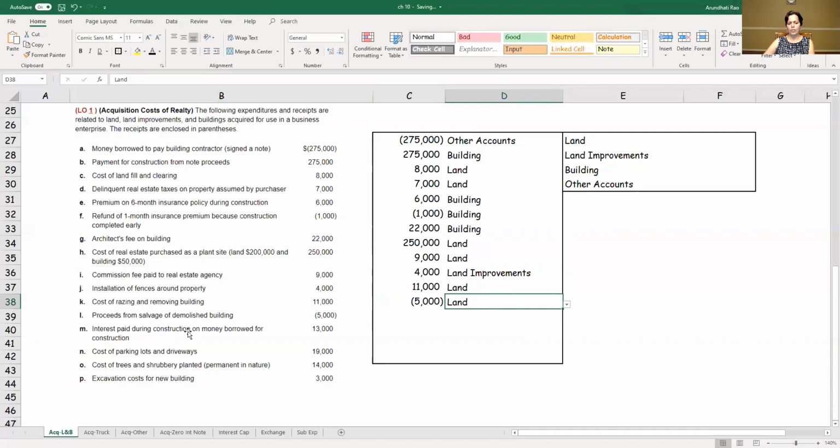Interest paid during construction on money borrowed for construction. So this $13,000 interest expense gets capitalized and added to the cost of building, not land, because the construction has started.